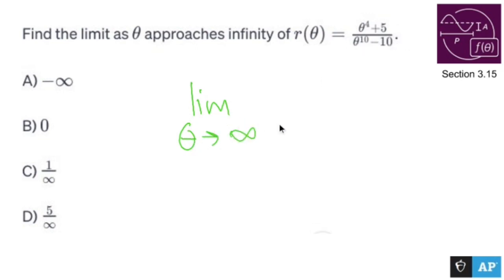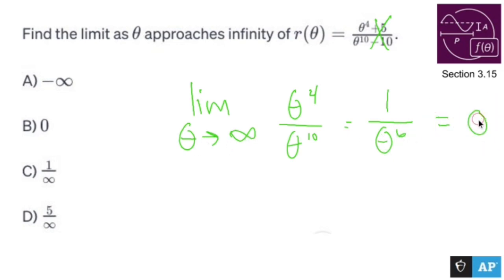As theta approaches infinity, I only care about the leading terms. So theta to the fourth over theta to the 10th. That simplifies to 1 over theta to the sixth. The limit as theta approaches infinity, where my degree in the numerator is higher, is always going to equal 0 no matter what. So that's not going to change just because this is a weird looking polar shape that is going to spin inward and eventually hit 0, which is what's going to happen here.